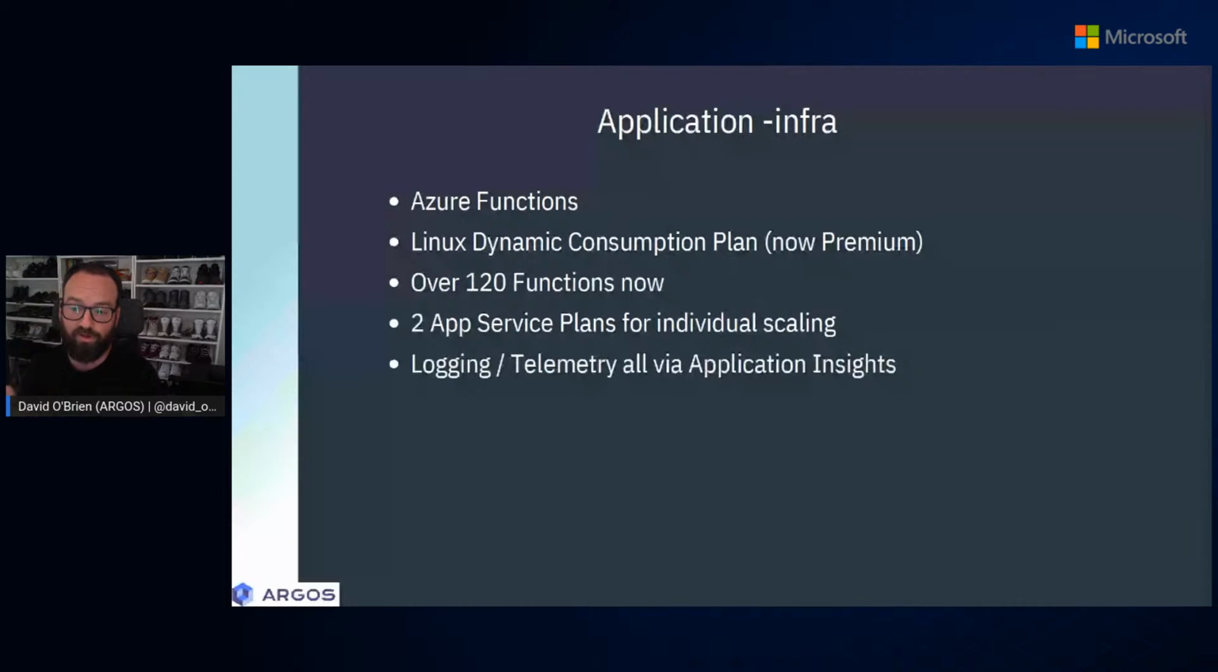Now we have over 120 functions across 2 app service plans, pretty much split into front end and back end. We should probably split that even more, but if we wanted to, that's an easy code change. Again, because we are using this PaaS or FaaS, Functions as a Service platform, we don't have to deploy more virtual machines. All of this happens automatically. And as I mentioned, logging and telemetry all happens via Application Insights just through configuration.